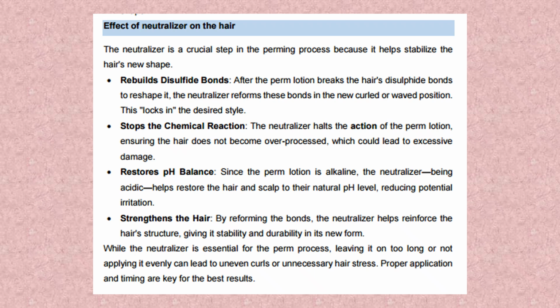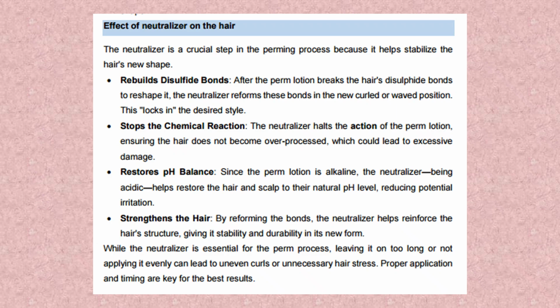What is the effect of neutralizer on the hair? The neutralizer is a crucial step in the perming process because it helps stabilize the hair's new shape. It rebuilds disulfide bonds. After the perm lotion breaks the hair's bonds to reshape it, the neutralizer reforms these bonds in the new curled or wave positions. This locks in the style. It stops the chemical reaction. Neutralizer halts the action of the perm lotion, ensuring the hair does not become over-processed, which could lead to excessive damage.